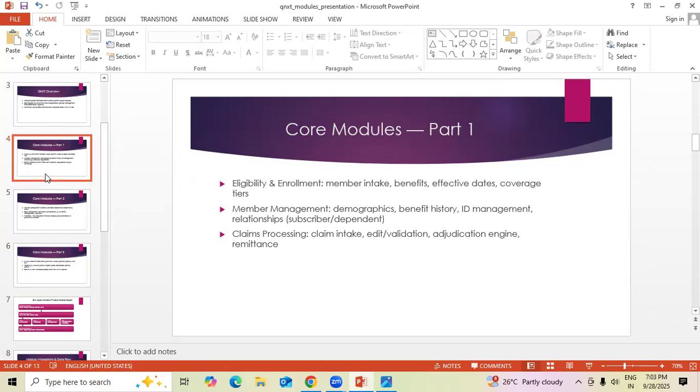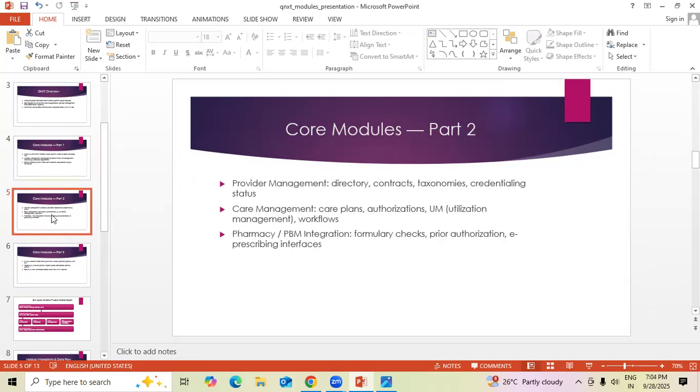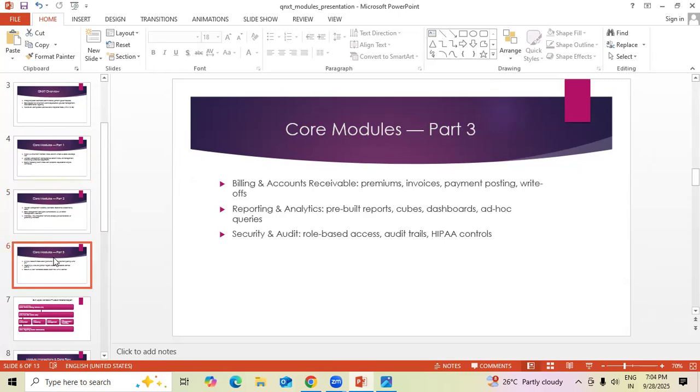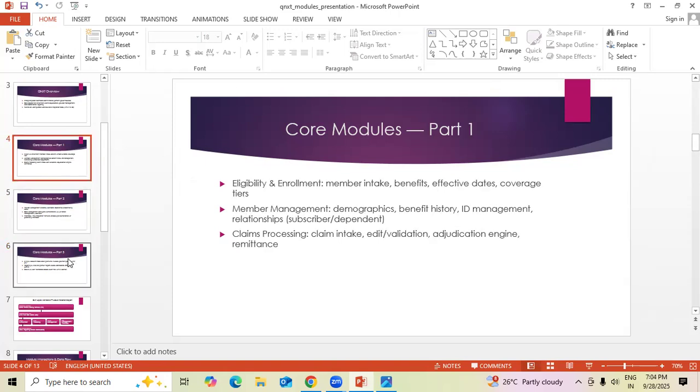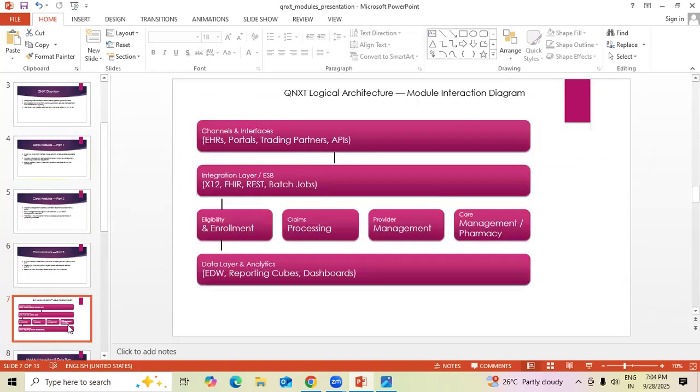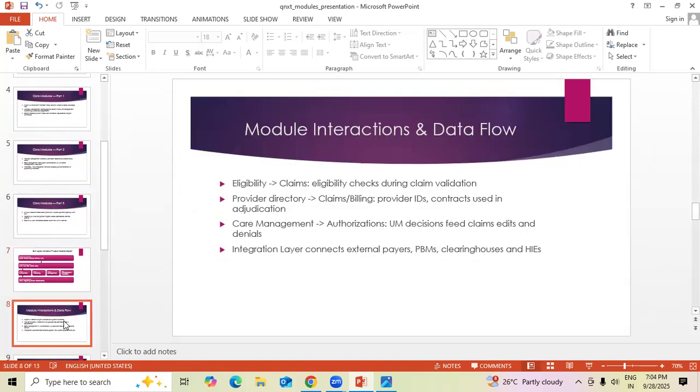Again, I'm repeating: eligibility enrollment, member management, claim processing, provider management, care management, pharmacy and PBM integrations, billing, account receivables, reporting analytics, security and audit. These are the different modules that we see, especially from the QNXT point of view. Now, how this module interaction diagram works, we can discuss later.